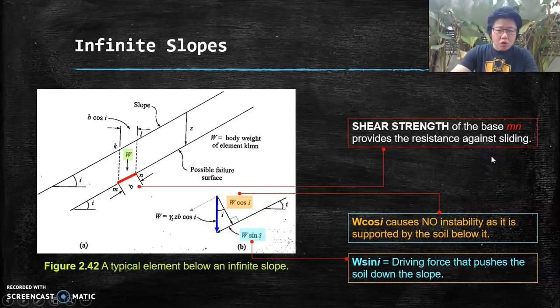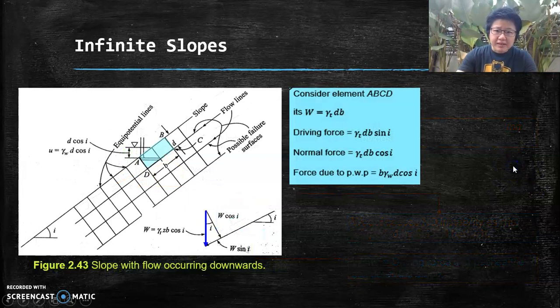And who is going to stop that from happening? Yeah, right, there's a shear force coming down from the base, Mn. So, in other words, you could see that it's the shear strength of the soil at the base of this sliding surface that is going to provide resistance against the driving forces. Okay, now consider a situation, the same infinite slope, but now we have water coming through.